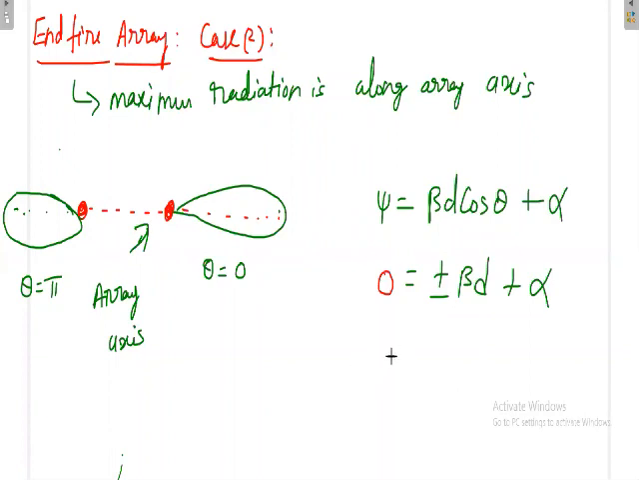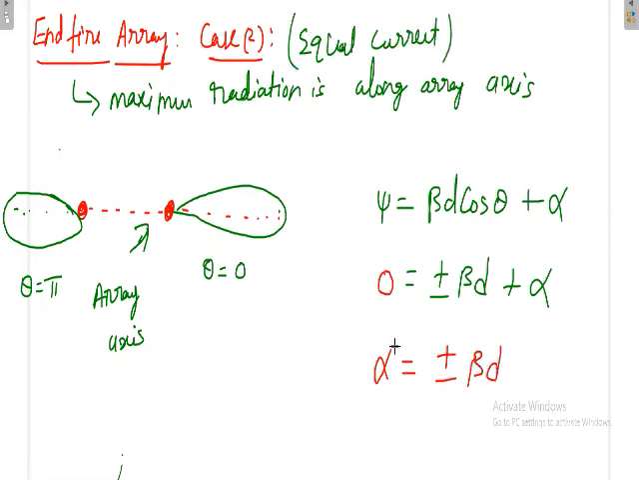Then from this, what is clear? My alpha has to be plus or minus beta d. In the previous case my alpha is 0, but in this case my alpha is plus or minus beta d. I am not changing the current, so no change in the current. That means here also I have to use equal current, but the phase I have to vary. If I am using current I here, I have to use current I with the phase of plus or minus beta d, the progressive phase shift alpha. What is that progressive phase shift?